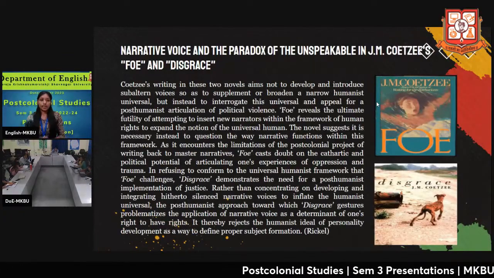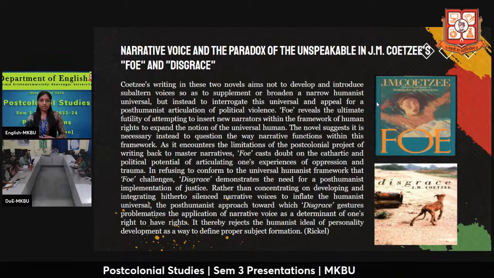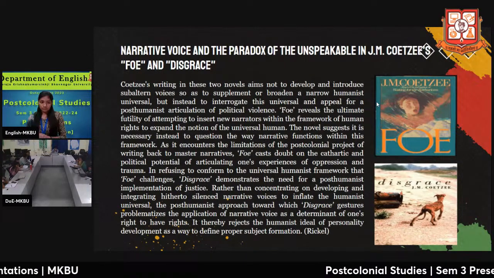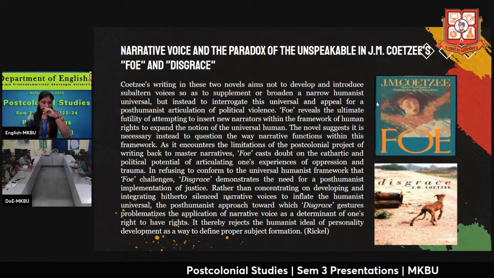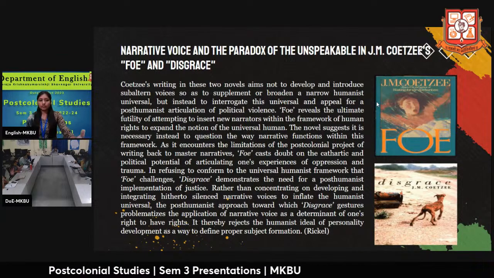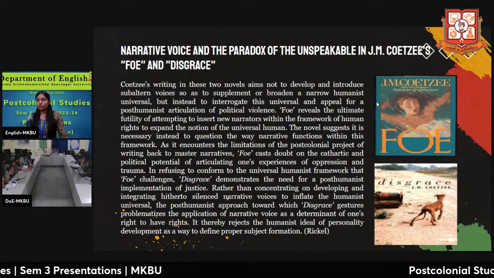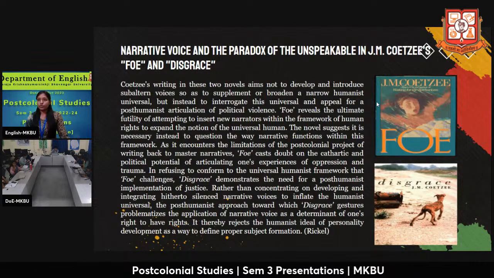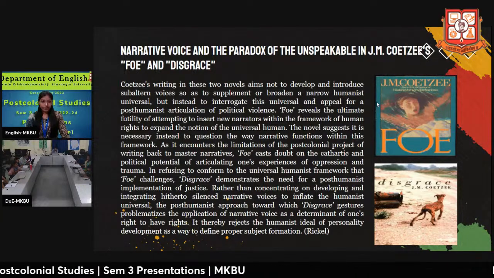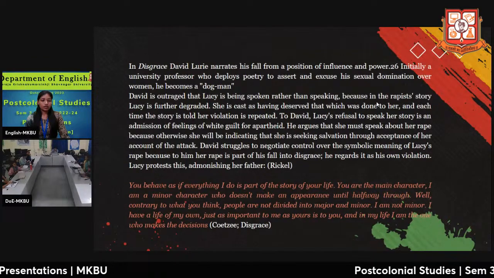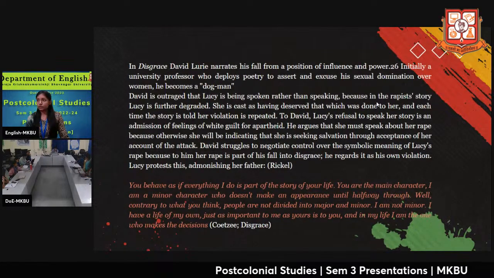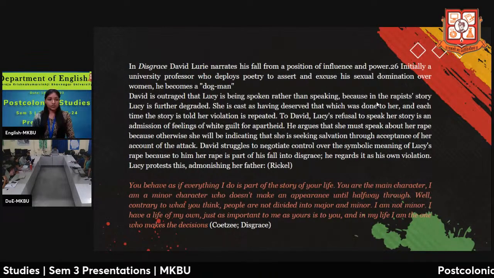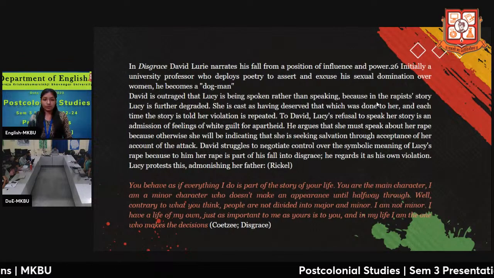So then an example: a narrative voice and the paradox of the unspeakable in J. M. Coetzee's Foe and Disgrace. This story is about one woman and one man, David. The woman was raped by someone, and David wants to give voice to this girl, like in the story of Foe, we find that Susan wanted to give voice to Friday. Lucy wanted to speak but she cannot speak, and to David, Lucy's refusal to speak her story is an admission of a feeling of white guilt for apartheid.